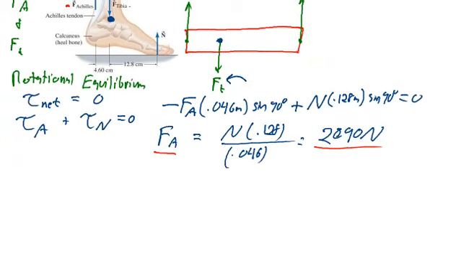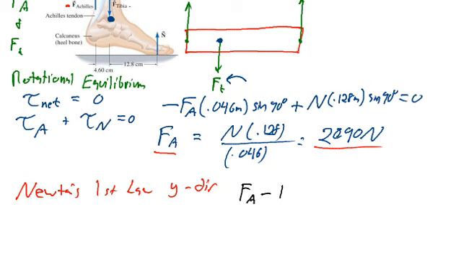Alright, so in order to do the second part of the problem, in order to find the force that the tibia exerts on the ankle, because that force occurs at the axis of rotation, we can't use torque methods, so we need to use force methods and apply the equilibrium condition. So if we use Newton's first law in the y direction, we would have that the force that the Achilles tendon exerts minus the force that the tibia exerts plus the normal force equals 0.